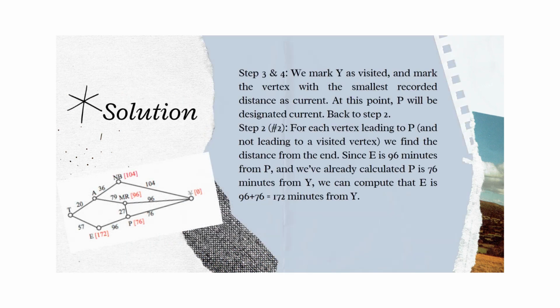Steps 3 and 4. We mark Y as visited and mark the vertex with the smallest recorded distance as current. At this point, P will be designated current. Back to step 2. For each vertex leading to P and not leading to a visited vertex, we find the distance from the end. Since E is 96 minutes from P, and we have already calculated P is 76 minutes from Y, we can compute that E is 172 minutes from Y.